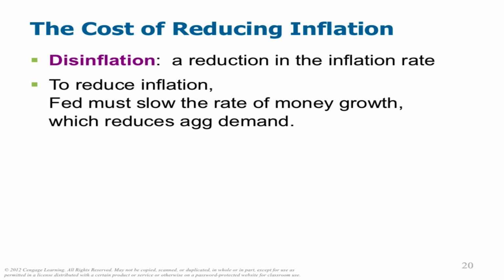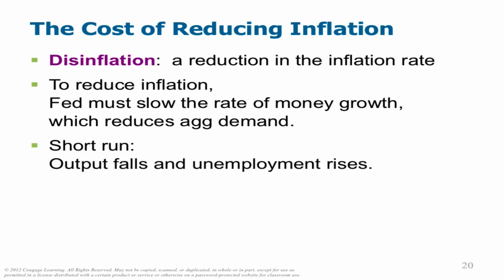All right. So in order to achieve disinflation, the Fed has to slow the growth of money. That's how you reduce inflation. Slow the growth of money. When you do that, you're going to decrease aggregate demand, which is going to reduce output. Output's going to fall. Unemployment is going to rise in the short run. In the long run, what's always going to happen? Output's going to go back where it belongs. Unemployment is going to go back where it belongs.